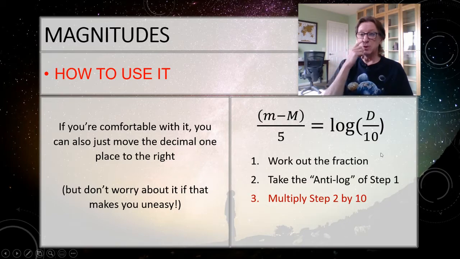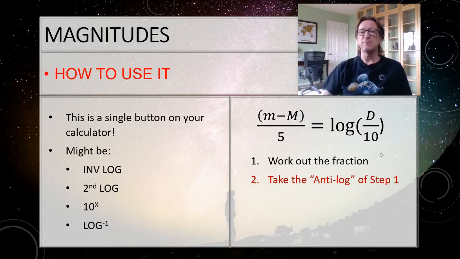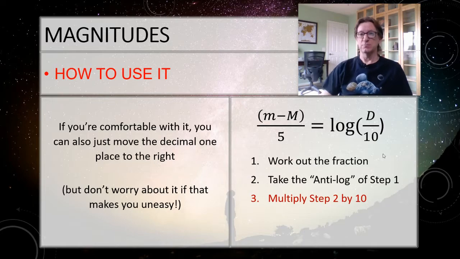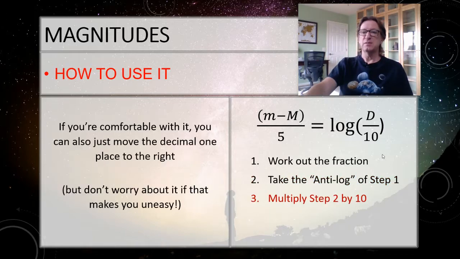Now I will tell you this will always work. You can always just slide the decimal one place. So if I get in step 2, making this up, 5.4, then step 3 is going to be 54. If step 2 is 101.3, then step 3 is going to be 1013.